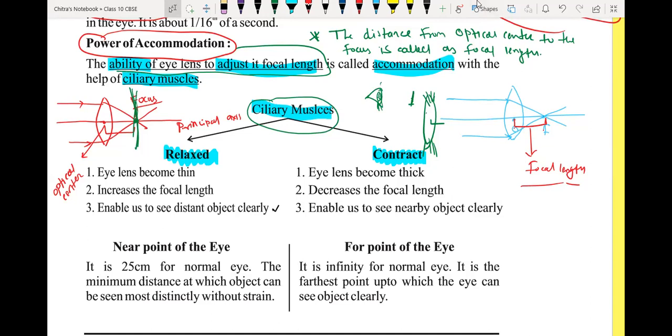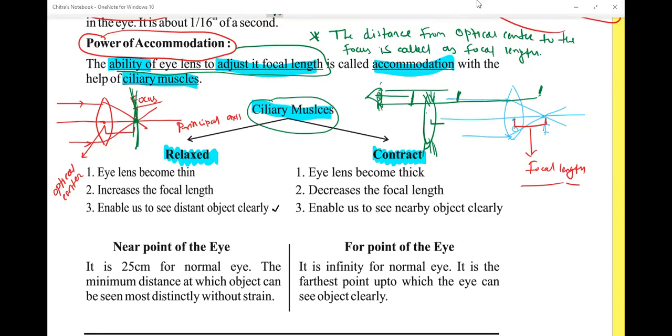It depends on the object and the light rays coming from that object. Suppose we have an object over here or over here in front of the eye. The distance from the eye to that object is different. So in order to form a clear image, light rays have to be focused on the retina only.